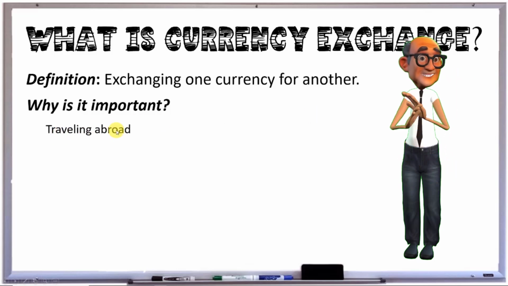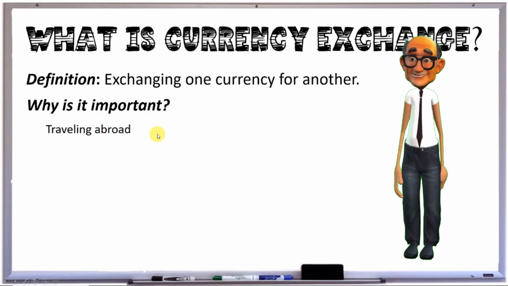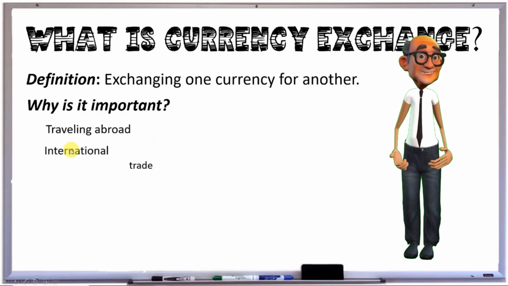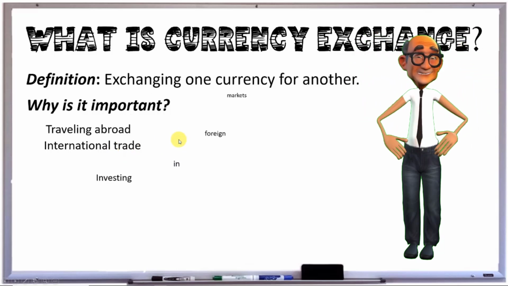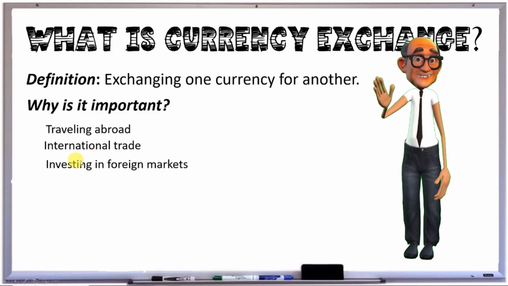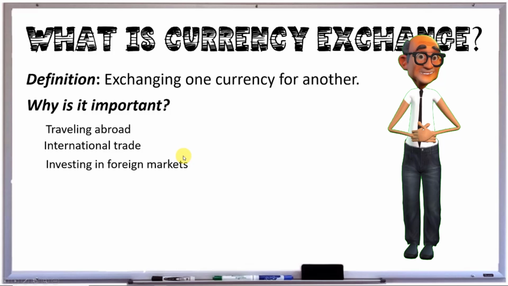One is for traveling abroad. People that want to go on holiday somewhere, or you want to go and look at some other country. International trade. Yes, that is very important, guys, because no country can exist without international trade. You've got to have international trade, and the more you have, the better. Investing in foreign markets. Yes, this is very interesting, guys.